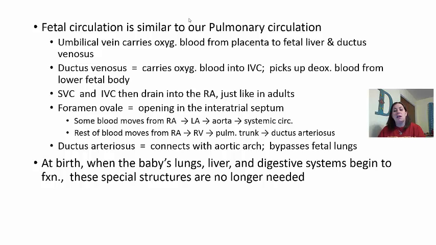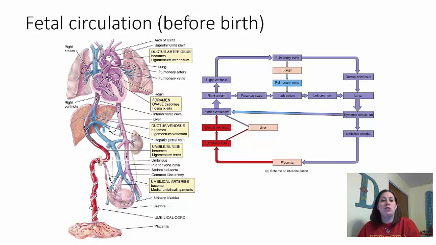At birth, when the baby's lungs, liver, and digestive systems begin to function the way that they're supposed to, the lungs start to breathe oxygen and do gas exchange. The liver starts to do more of its processing. The digestive system starts to actually break down and digest food because we're not relying on the food from the umbilical cord. These special structures like the ductus venosus, the foramen ovale, and the ductus arteriosus are no longer needed, and so they scar over and look like scar tissue, and they're not present anymore because they're not needed.